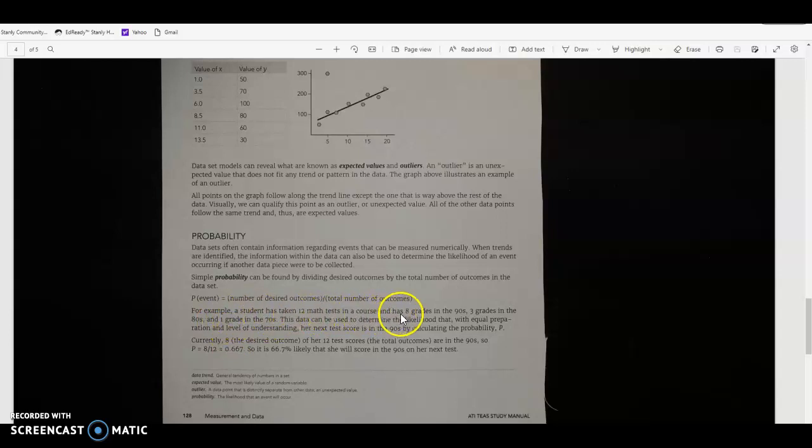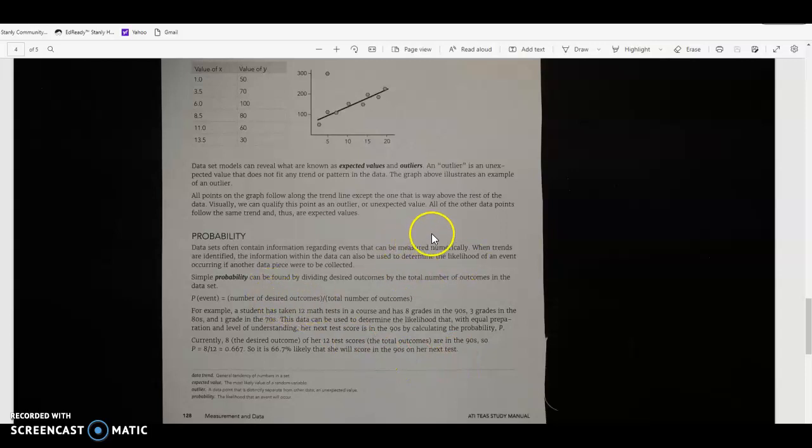A student takes 12 math tests in a course, with 8 grades in the 90s, 3 grades in the 80s, and 1 grade in the 70s. The data can be used to determine the likelihood that, with equal preparation and level of understanding, her next score is going to be in the 90s. So the probability: 8 is the desired outcome out of her 12 test scores. That means she has 8 grades in the 90s divided by the total outcomes, which is 12. So the probability is 8 over 12, or 0.667, which is 2/3 or 66.7% likely that she would score in the 90s on her next test. So this is a probability.